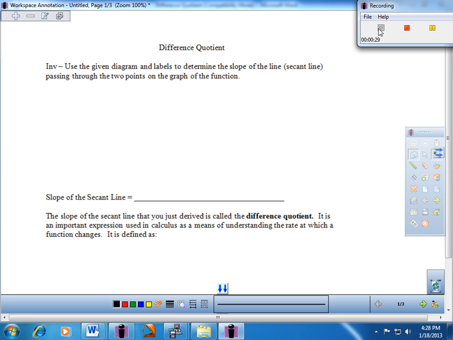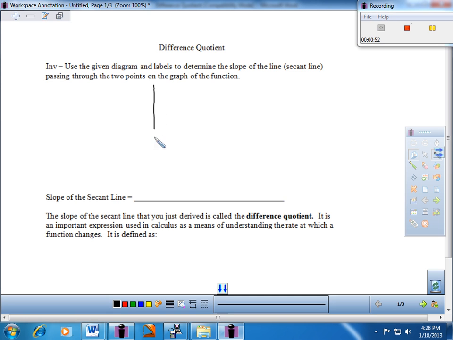So let's at least try to set up a little bit in the meantime, so you can see where this expression comes from rather than me just giving it to you and saying go for it. So here's what I'm thinking. It says on your paper, the investigation: use the given diagram and labels to determine the slope of the line. I will be drawing what is called a secant line, passing through the 2 points on the graph of the function.